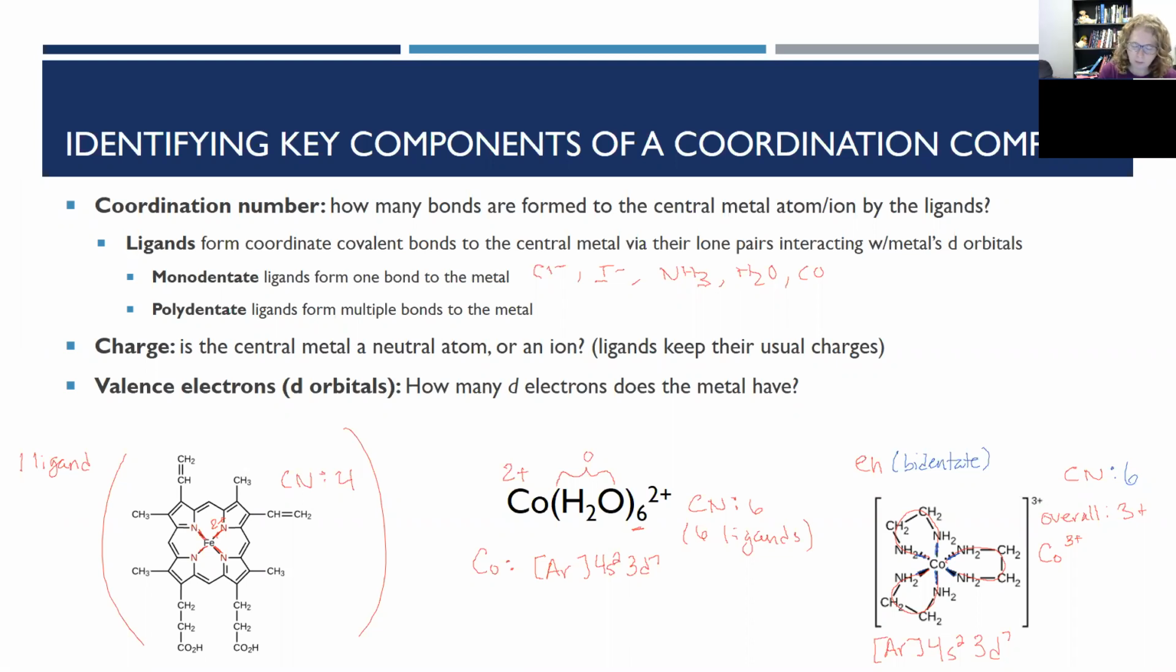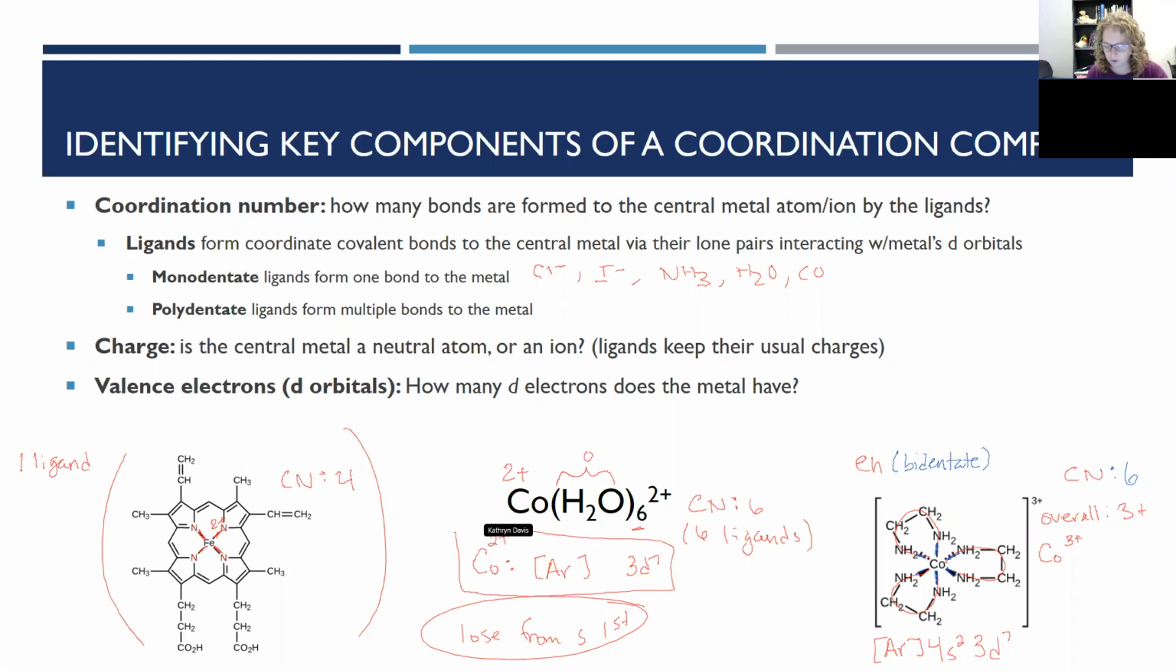Now, if it's cobalt 2 plus, we have to lose 2 electrons. And the rule is to lose from s first. Okay? So if I'm supposed to lose 2 electrons, they just go out here. This is the electron configuration of cobalt 2 plus, 3d7.